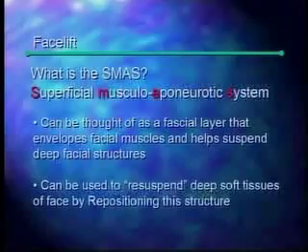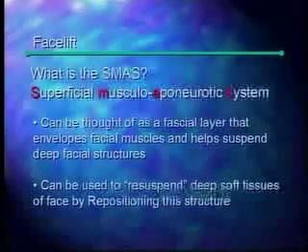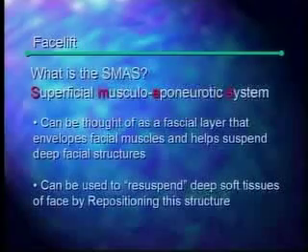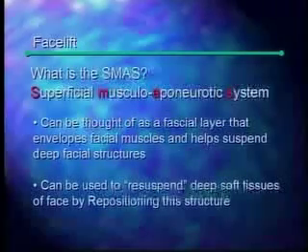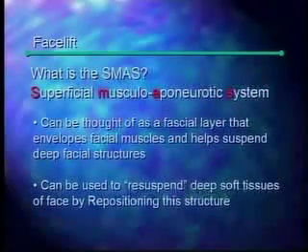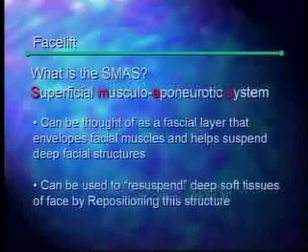What is the SMAS? The SMAS is the superficial musculoaponeurotic system. It can be thought of as a fascial layer that envelopes facial muscles and helps resuspend facial structures. This can be used to resuspend deep soft tissues of the face by repositioning of the SMAS.